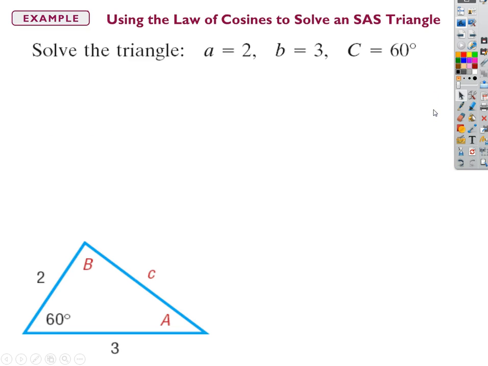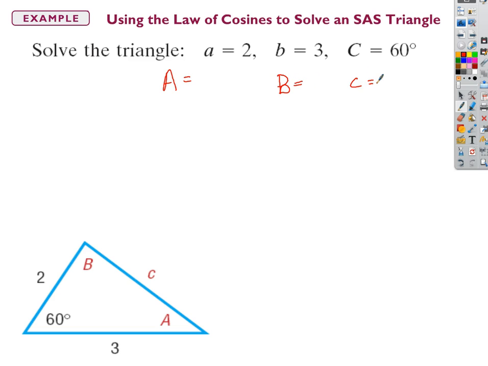So here's some problems. It says solve this triangle. Again, remember, solve means I need to find the other pieces. So first, let's talk about what pieces we need. I need to find angle A. I need to find angle B. And I need to find side C. And there's my triangle that I've been given. I wrote it out.